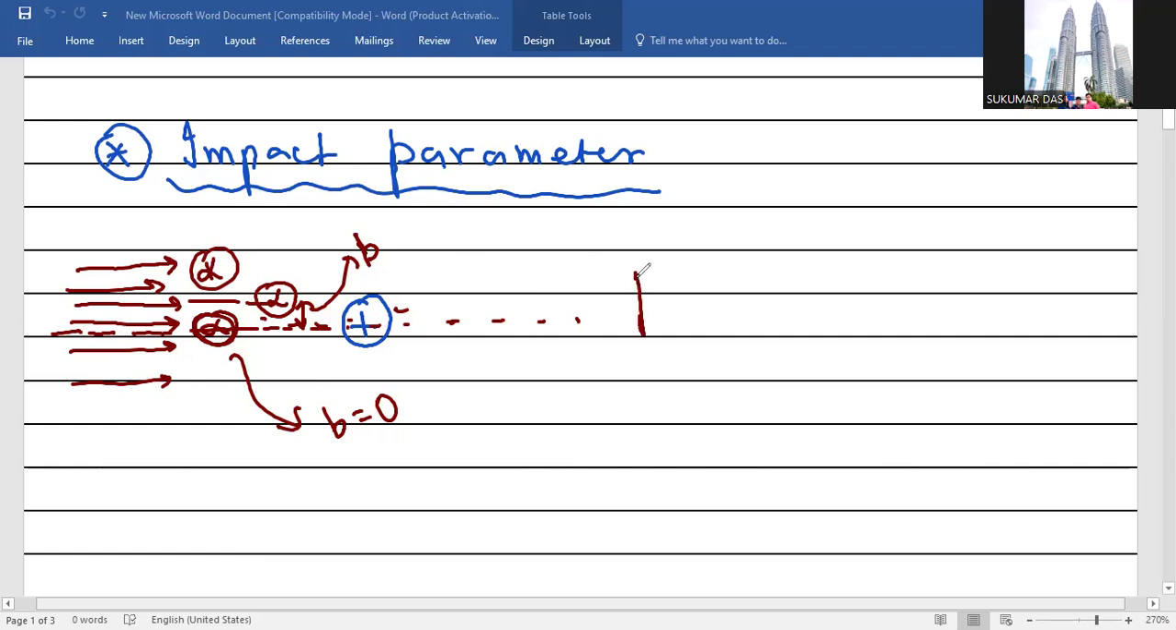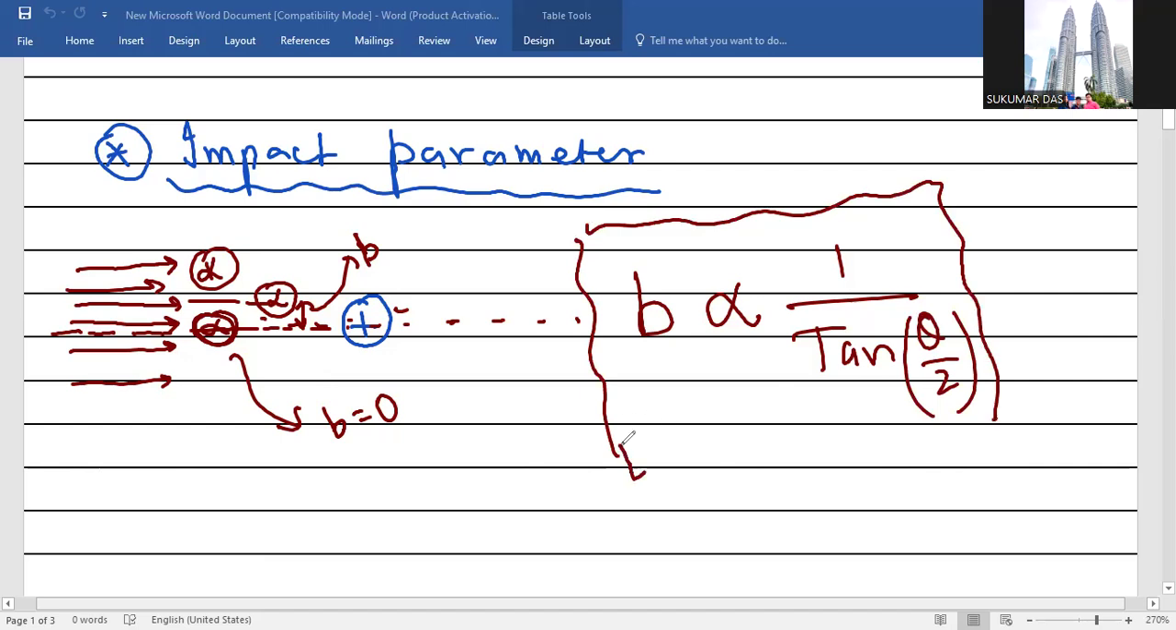Now, how does impact parameter affect the scattering angle? It has been found that impact parameter is directly proportional to 1 over tan theta by 2. This is again another relation. So a question may be asked that there is one alpha particle which is at a distance of, let's say, 1 micrometer from the central line. It is scattering by some angle. Then what is the scattering angle for another alpha particle which is at double the distance from the previous alpha particle? So we have to use this: B is directly proportional to 1 by tan theta by 2.